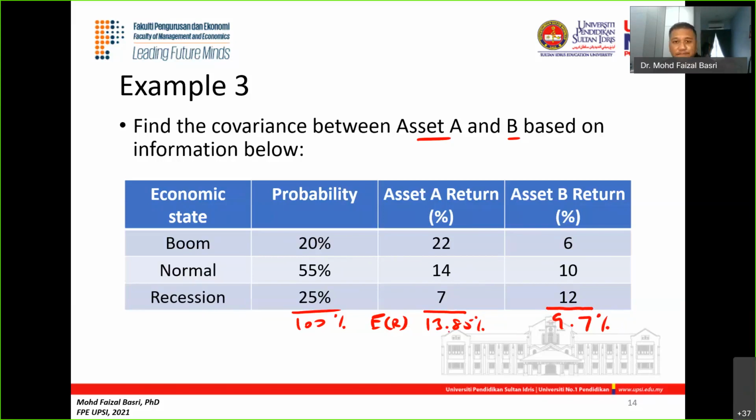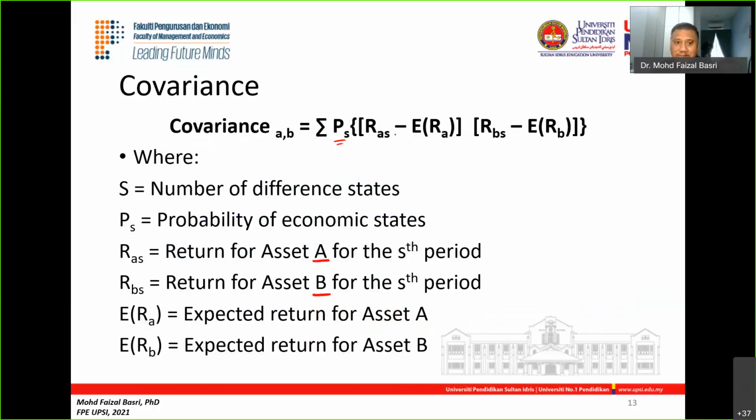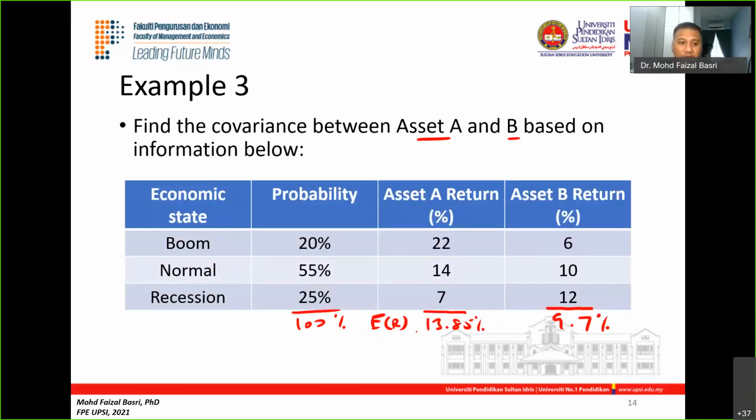So once we have this ER, then we can calculate the covariance, because we have the returns and we have the respective ERs. So for your covariance, it's going to look something like this. I try to write it line by line. So it's 50%, multiply with the difference, 22 minus 13.85, multiply with 6 minus 9.7. That is our first line.